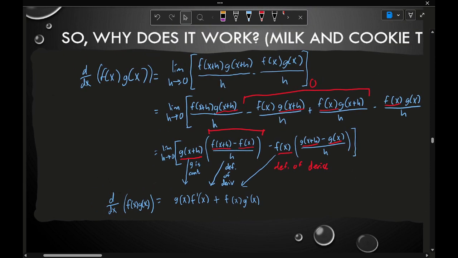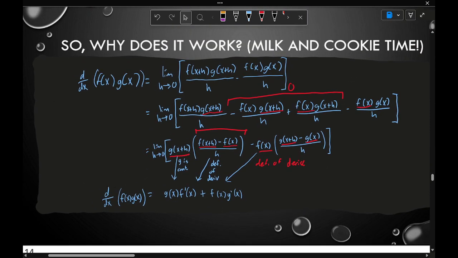So that is why the product rule works, but once again, I wouldn't remember this proof if I were you. I would just remember the rule, and yeah, that's the product rule.